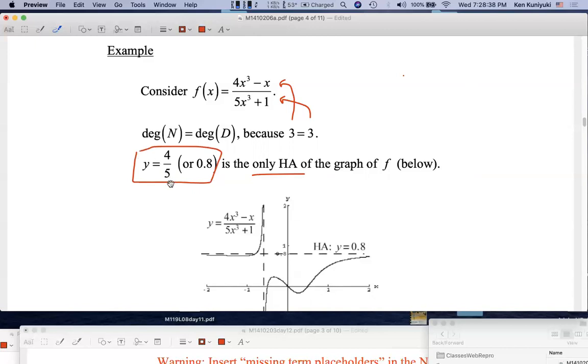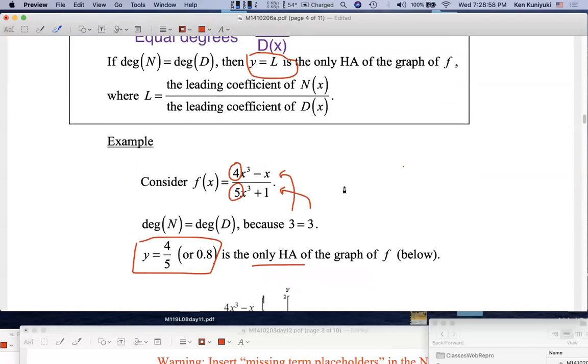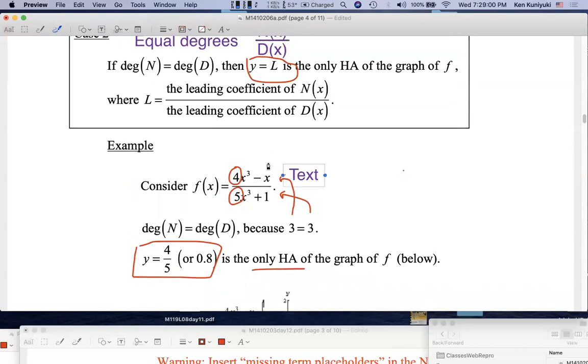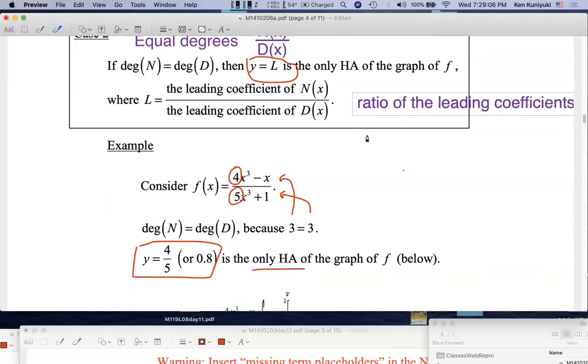Where do we get the 4/5? And why does that make sense? Why does it make sense that the HA is at y equals 4/5? Well, 4 is the leading coefficient of the top. 5 is the leading coefficient of the bottom. 4/5 is the ratio of the leading coefficients in order.